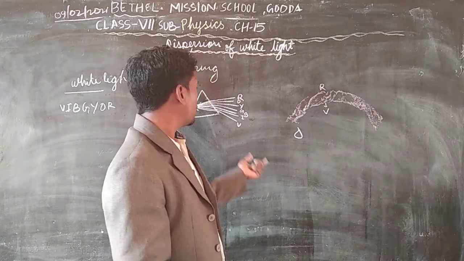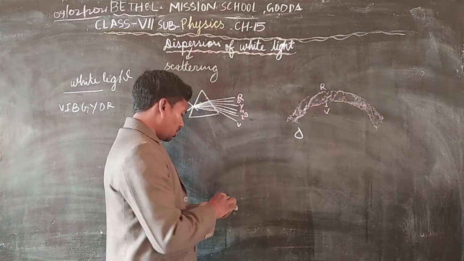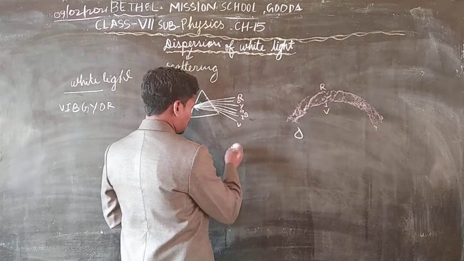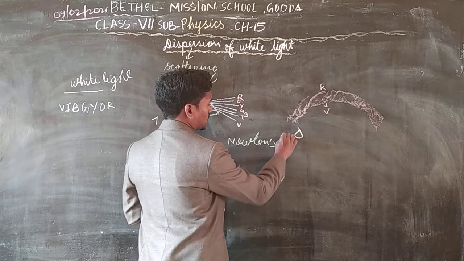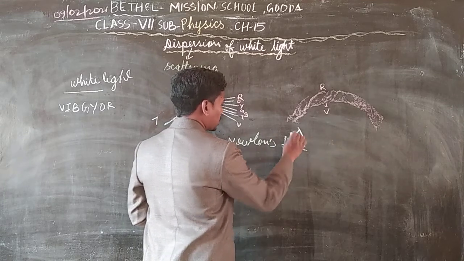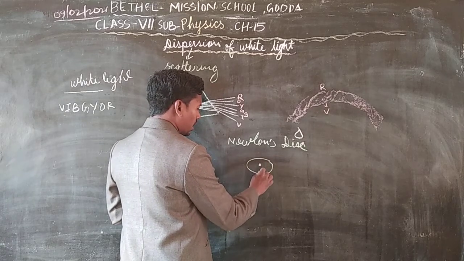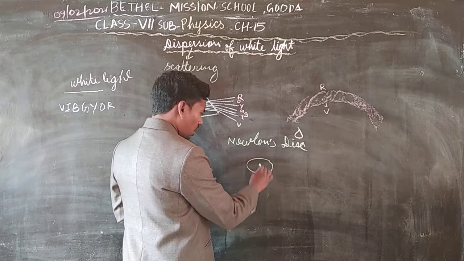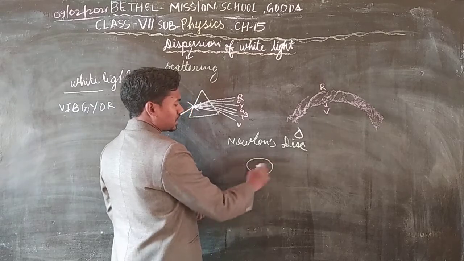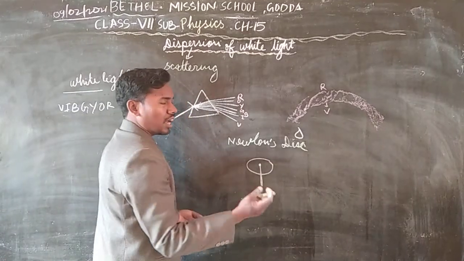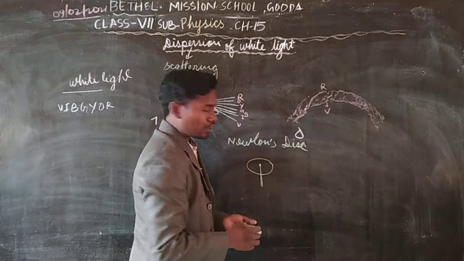So this was the portion of this chapter. There is one more good thing in your book, and that is Newton's disk. In Newton's disk, we have a disk with a hole in the middle, and a rod passes through it, so that we can spin the disk over the rod, like a top.